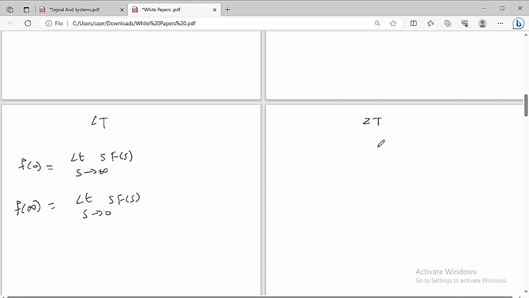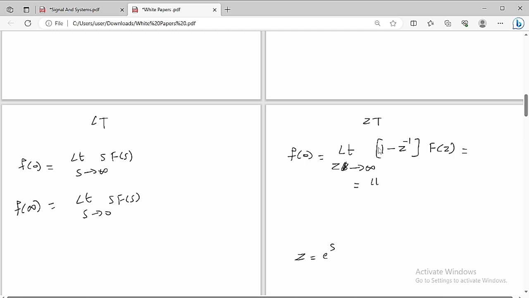Z transform: here also it is the same thing, f(0). Already I told you what z is in terms of s. If s is equal to infinity, z is also equal to infinity. So this is how to write: limit z tends to infinity of (1 minus z to the power of minus 1) into F(z). If you simplify, 1/z is equal to 0 when z is infinity, so you are going to get like this. Simplify, you can also write like this.